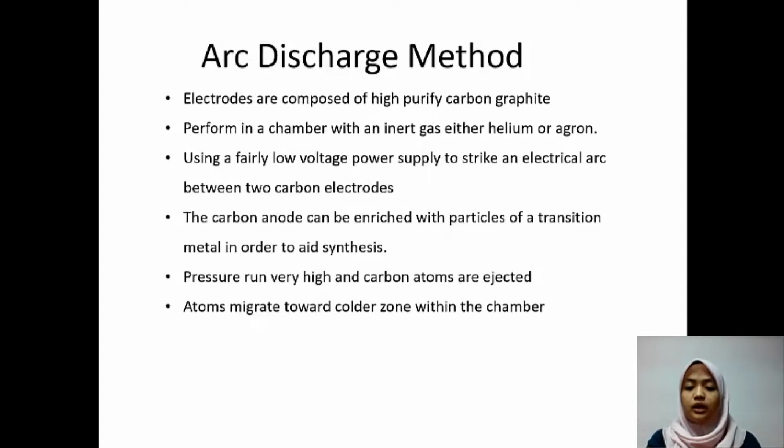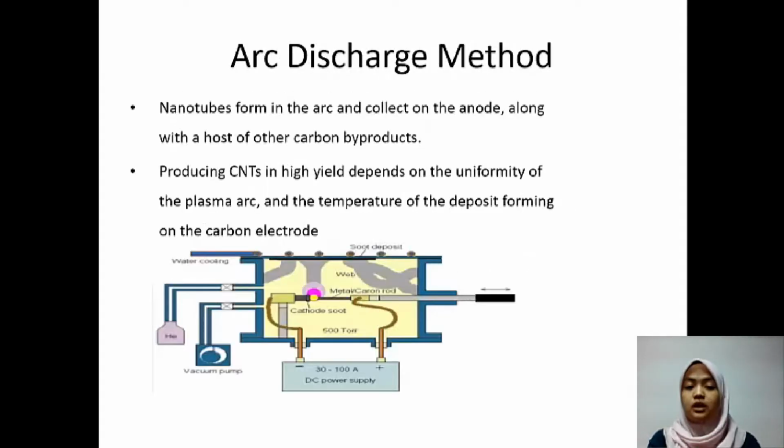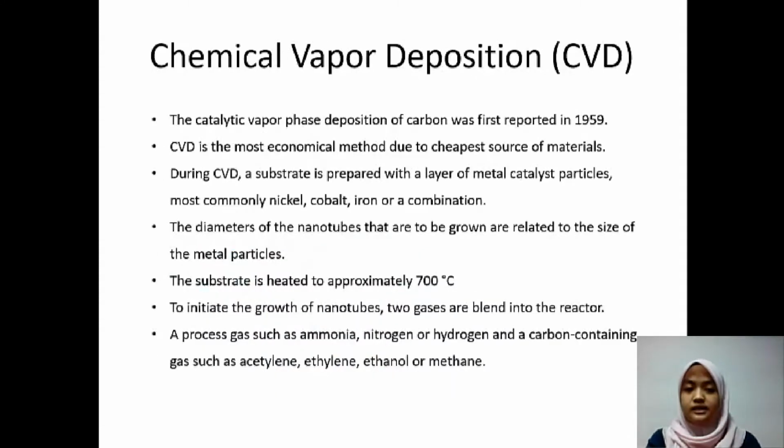Pressure runs very high and carbon atoms are ejected. Atoms migrate toward a colder zone within the chamber. Nanotubes form in the arc and collect on the anode, along with a host of other carbon byproducts. Producing carbon nanotubes in high yield depends on the uniformity of the plasma arc and the temperature of the deposit forming on the carbon electrode.